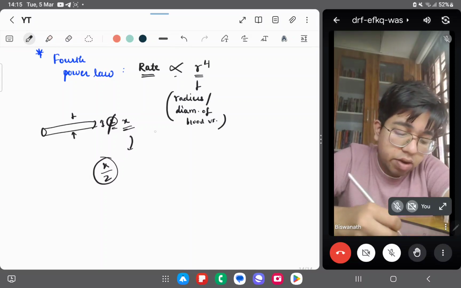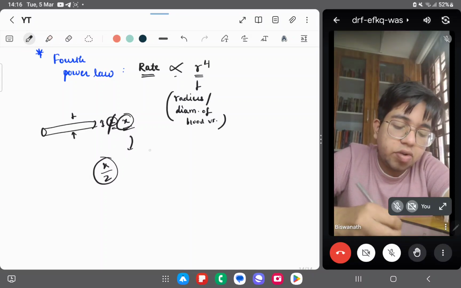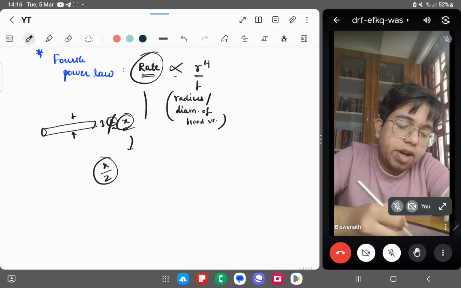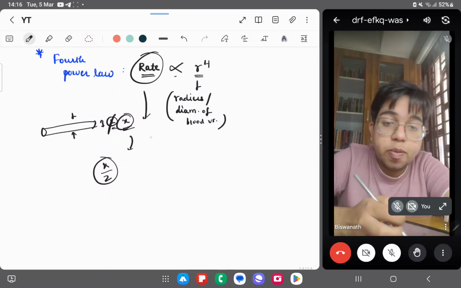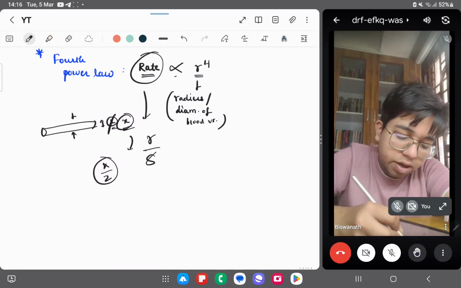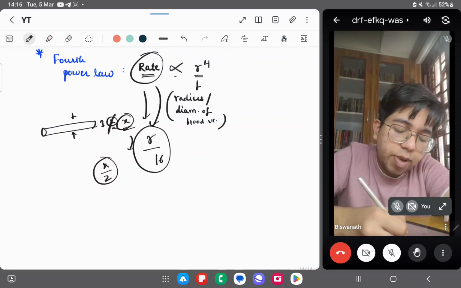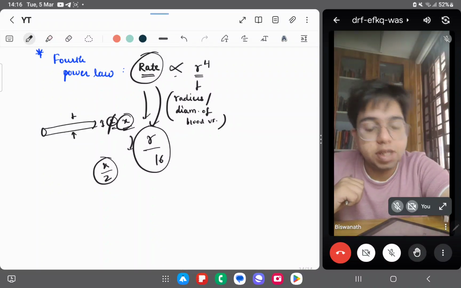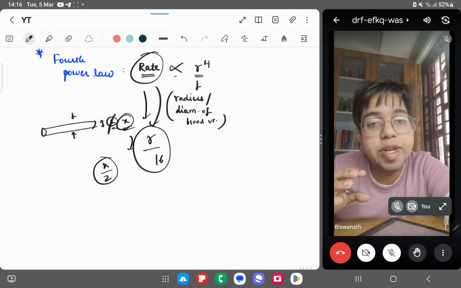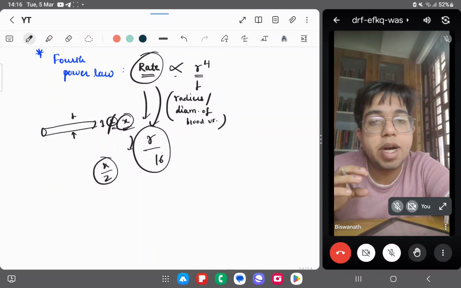So x is reducing to x by 2. So the rate will reduce by r to the power 4, which means 2 to the power 4 is 16. Yes, so the rate will be reduced by 16 times. These numericals are often asked in these parts.